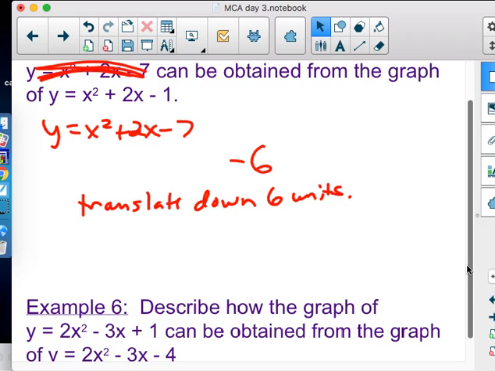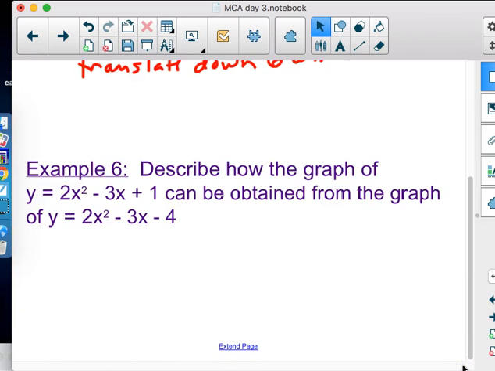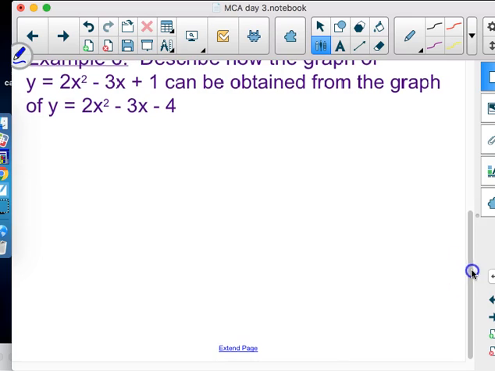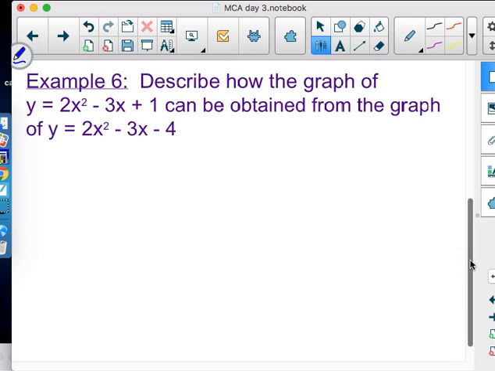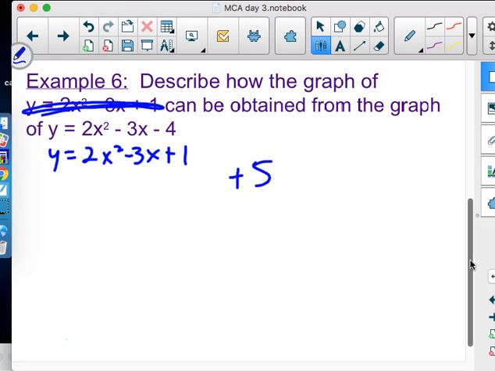Let's give another one of those a try, just so we don't forget that they try to pull the trick of reversing stuff on us. Describe how the graph of y equals 2x squared minus 3x plus 1 can be obtained from the graph of, so that means they started with this, y equals 2x squared minus 3x minus 4. So how do we go from -4 to 1? Add 5. What does a plus 5 in the back mean to us? You got it.